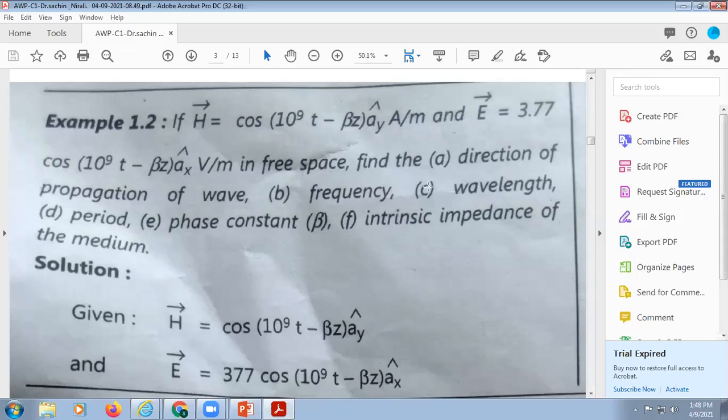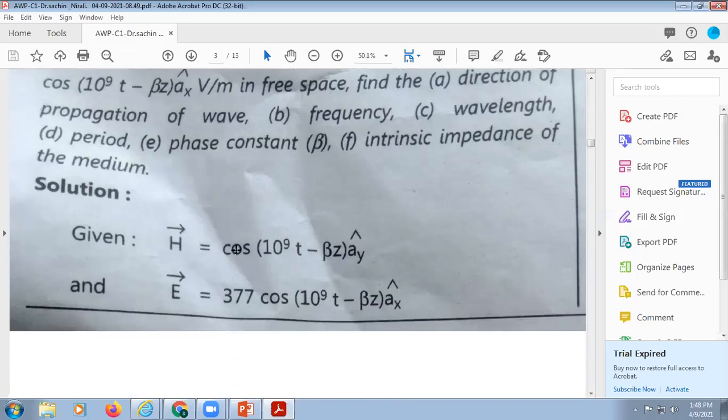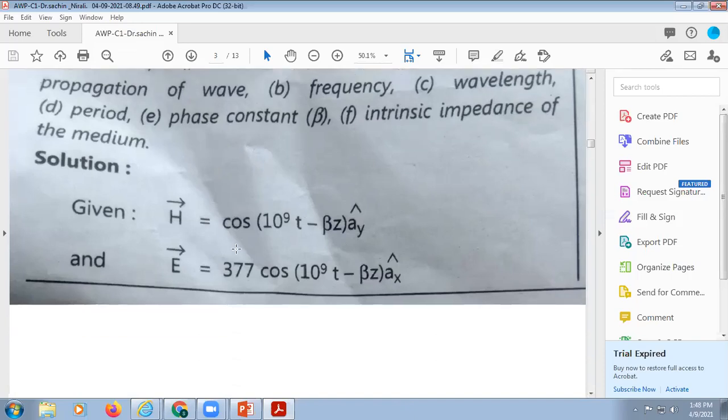So how many parameters do you need to calculate? 1, 2, 3, 4, 5, approximately 6 parameters. And in this case, not only the electric field but also the magnetic field, both equations are given, lying in the free space. Okay, how can we start? You just note down first of all what is given to you. So given the two equations, just note down both the equations here.